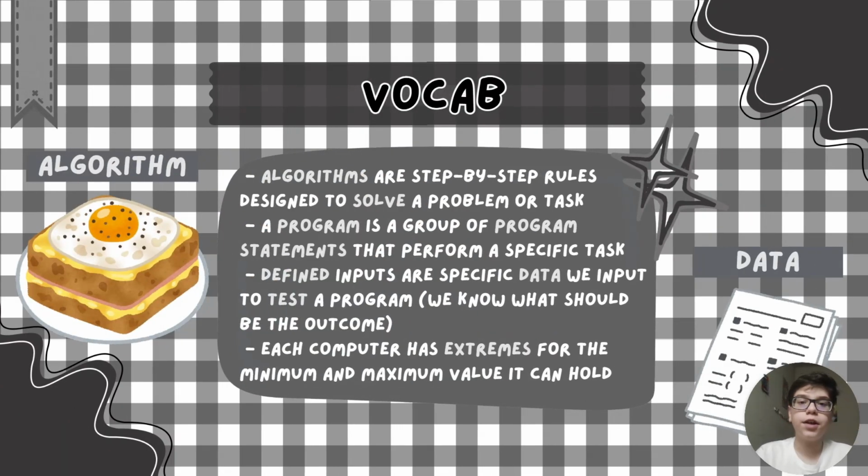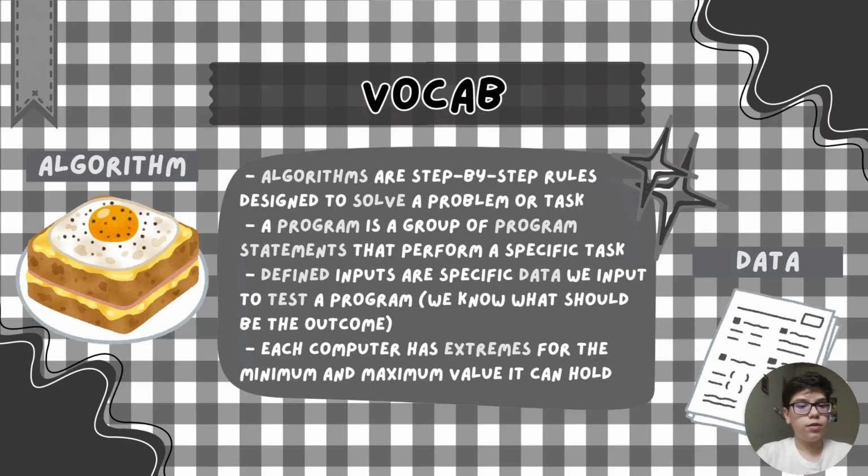Okay, just some vocab to start off before we get into the actual categories. So you guys need to know that algorithms are step-by-step rules designed to solve a problem or task. Off to the left-hand side, you see that interesting but delicious looking sandwich. And the steps to make that is technically considered an algorithm.